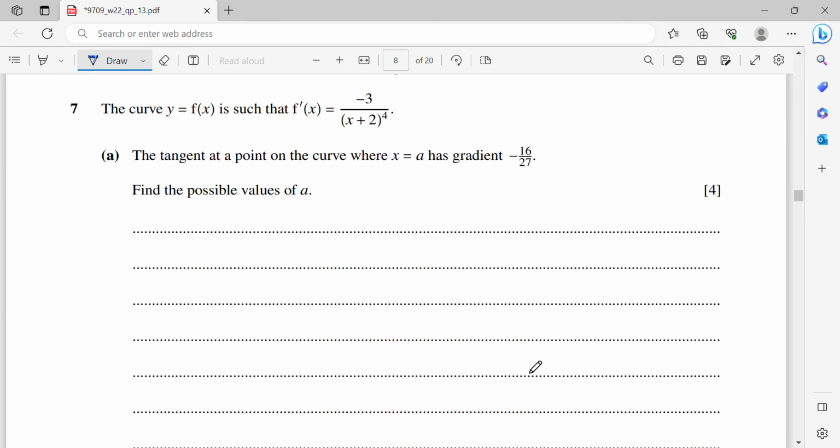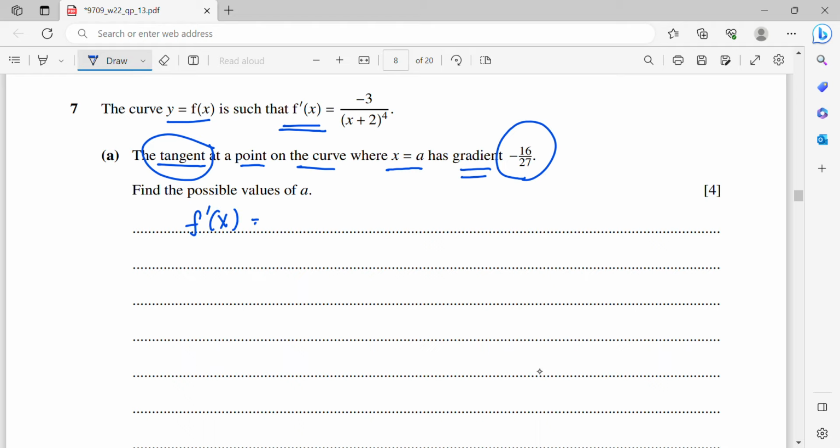Okay, now question 7. The curve y equals f of x is such that f prime x is negative 3 over x plus 2 to the power 4. The tangent at the point on the curve where x equals a has gradient of negative 16 over 27. Find the possible values of a. For your information, the gradient of tangent is basically dy dx, or what we call f prime x here.